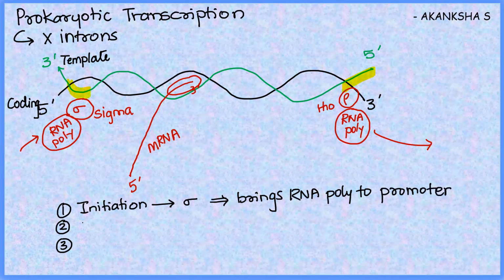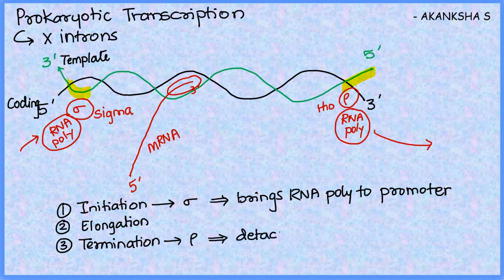Second step is going to be elongation. And over here, your mRNA is going to be transcribed. Okay, it's coming out. Next one is going to be termination, the final step. In termination, there is a factor called rho, and rho detaches RNA polymerase at terminator. So these are the three steps that we need to remember.